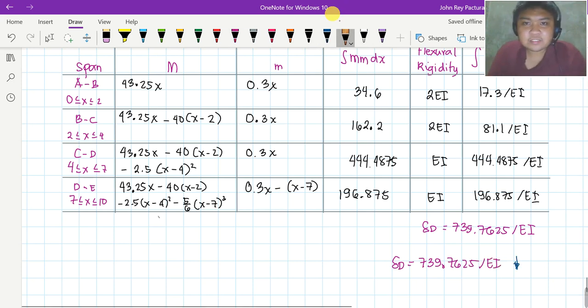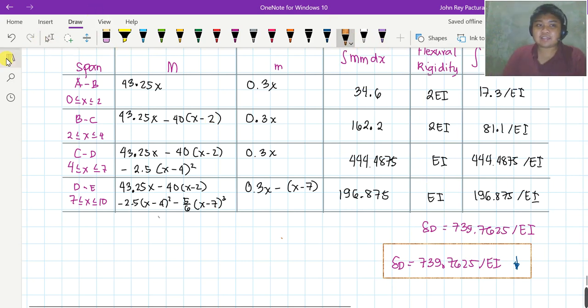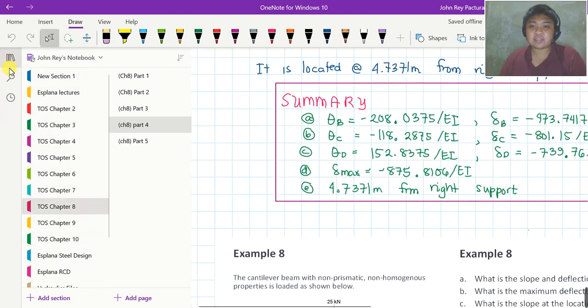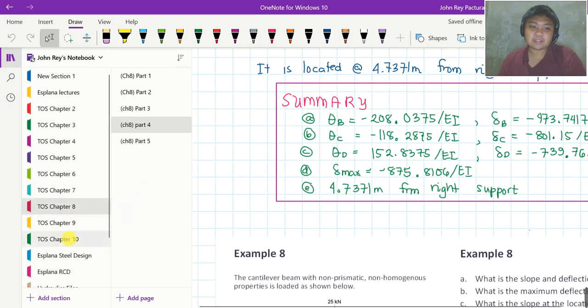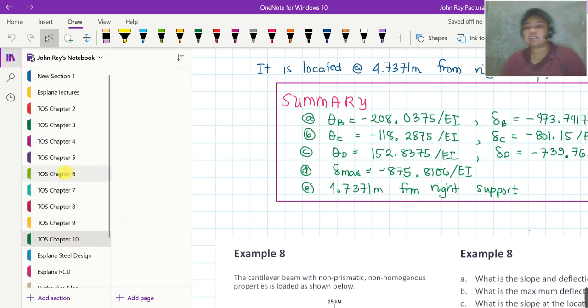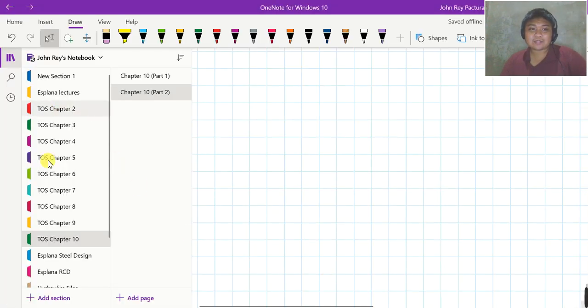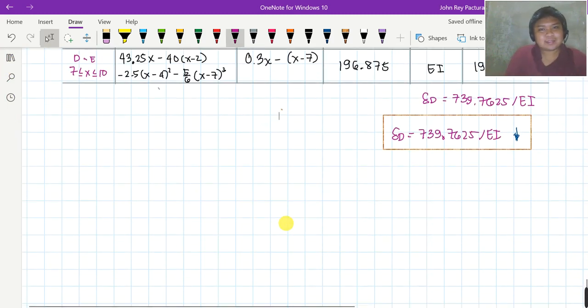So again, pag chinek natin ito, class, using the double integration method, dapat ang mahanap mo doon ay negative value dahil sa DIM ang interpretation negative is downward. So ito siya, class, negative 739.7625. Sa pagkakataong ito, naging sakto, class, ang ating final answer. So yay! Tapos na tayo, class, dito sa 6 na tanong sa problem na ito. So pwede na tayong mag-summary. Sige, i-summarize na nga natin ito nang matapos na rin natin itong video na ito.